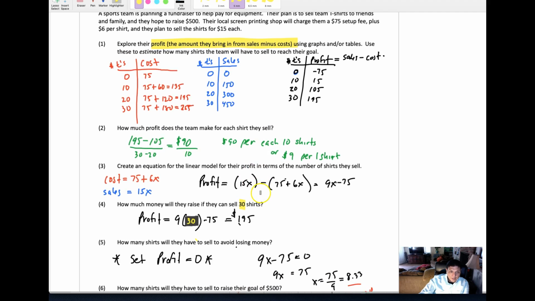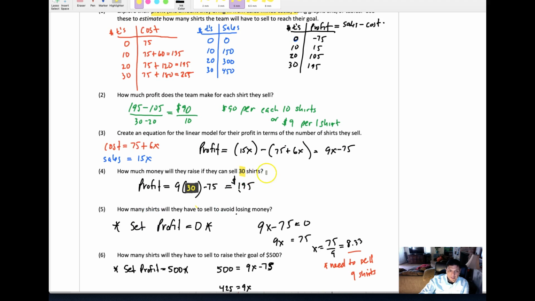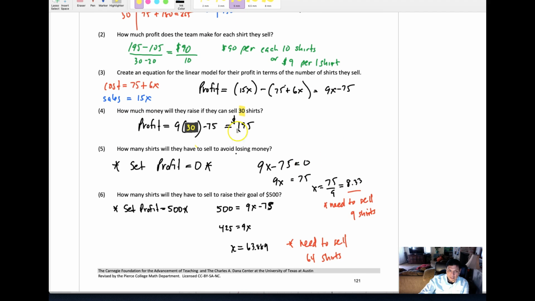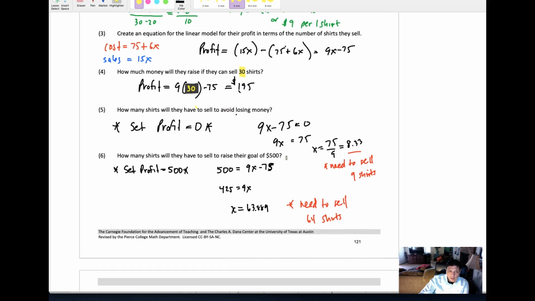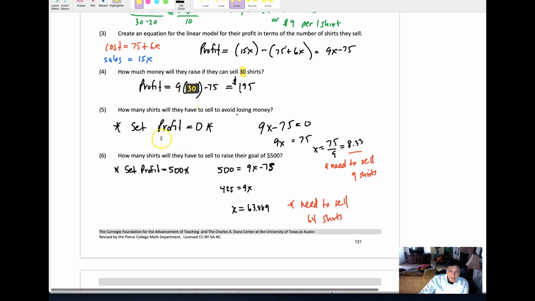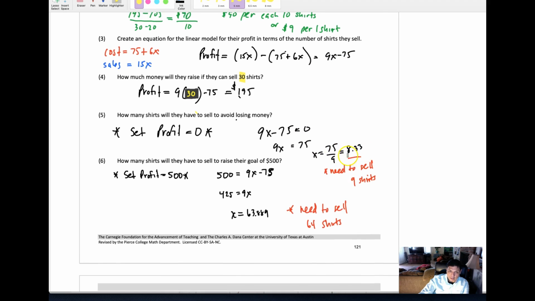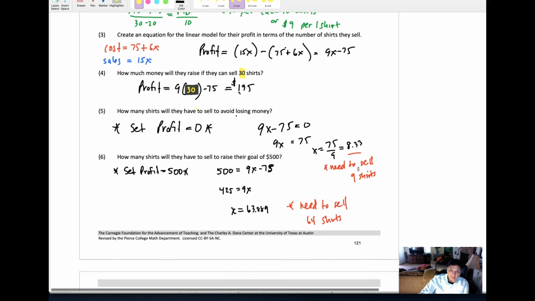And so with this, how much money will they raise to sell if they sell 30 shirts? You just substitute 30 into the profit equation. And then answer these questions. How many shirts will they have to sell to avoid losing money? That means you want to set the profit equal to 0. Set this equation equal to 0 and solve. And so then you can see they need at least 9 shirts. It's 8.33, but you can't sell 8.33 shirts.